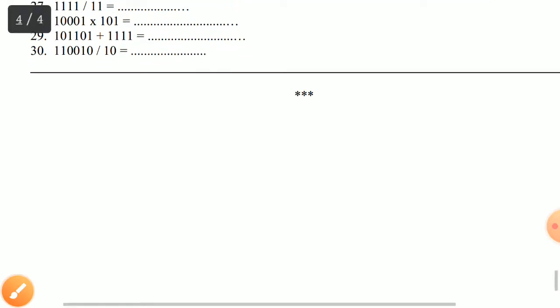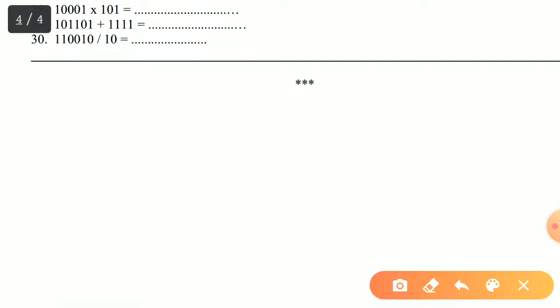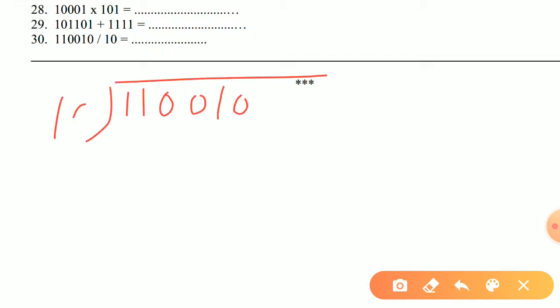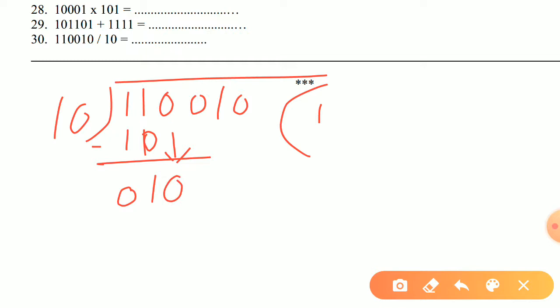Now for the last question, number 30, we have the division. 110010, and we have to divide it by 10. Now firstly, multiplied by 1, you will be getting 10. For the subtraction, 1 minus 0 is 1, and 1 minus 1 is 0. This 0 will be dragged downwards, and you will be getting 0. Simply multiply it by 1, again you will be getting 10. Do the subtraction part, you will be getting 0.